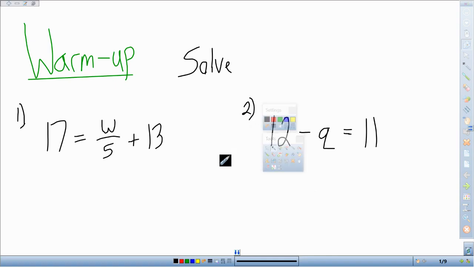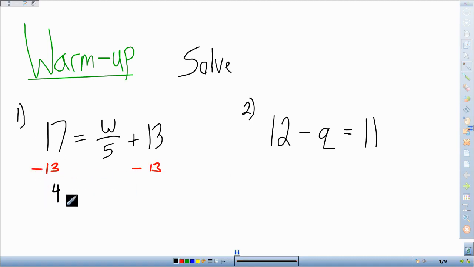Okay, so yeah, two-step equations. You guys remember the big thing from the last lesson was when we go to solve, we want to deal with addition or subtraction first. So on number one, 5's being divided. We'll eventually deal with that. We got to deal with this plus 13 by subtracting it from both sides.